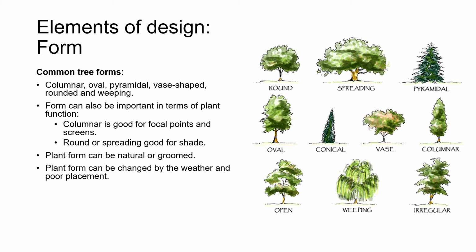The form of a tree can also give us an idea of what function that tree may serve in the landscape. For example, columnar and narrowly conical are good for focal points and for screens, especially depending on the tree where space is limited. Trees with round or spreading canopies can be good for providing shade. Remember that plant form can be altered by the weather, especially wind, and by poor placement of the plant.